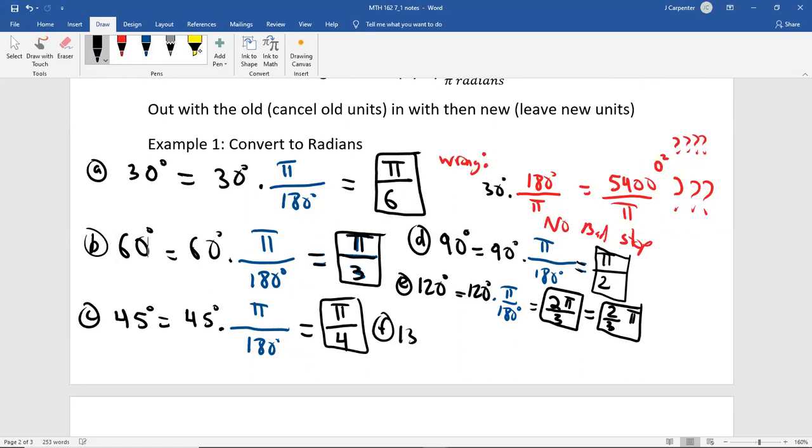F, last one for this example, 135 degrees. So we're going to multiply by pi over 180 degrees.